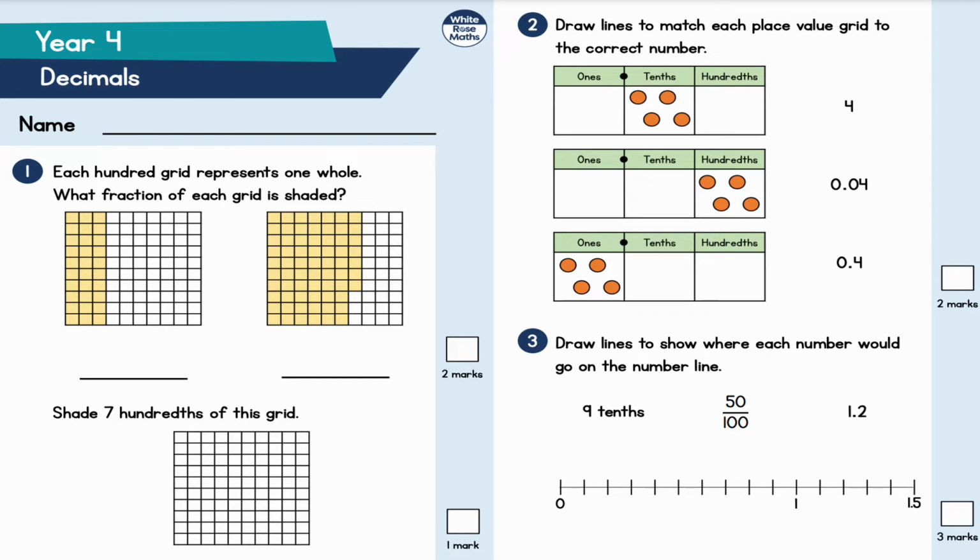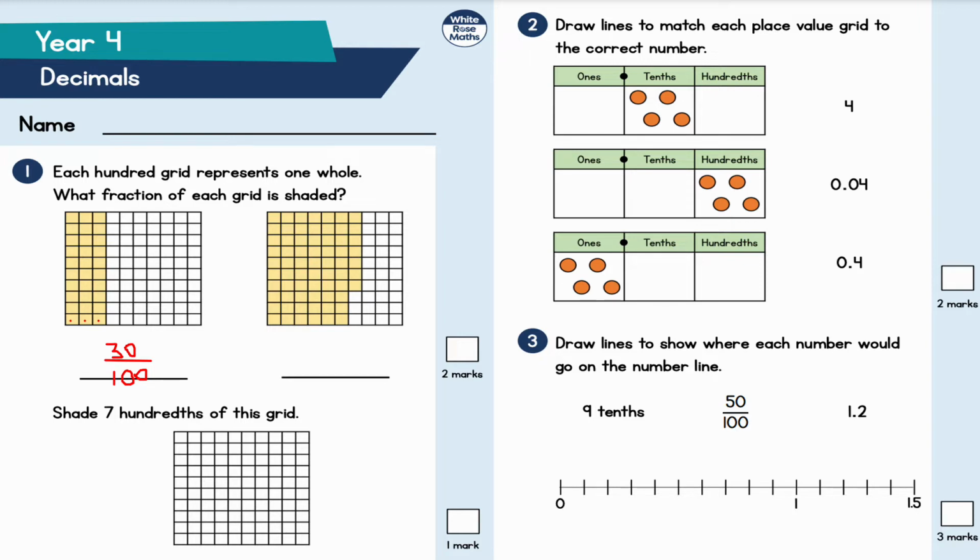Question number 1. Each 100 grid represents 1 whole. What fraction of each grid is shaded? I've got 1 to 10 there, 20, 30. So 30 out of 100 is shaded, or any other equivalent fraction. So 15 out of 50, or 3/10.